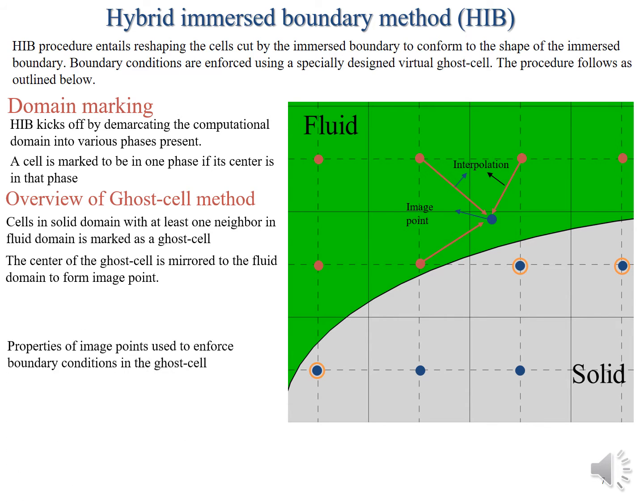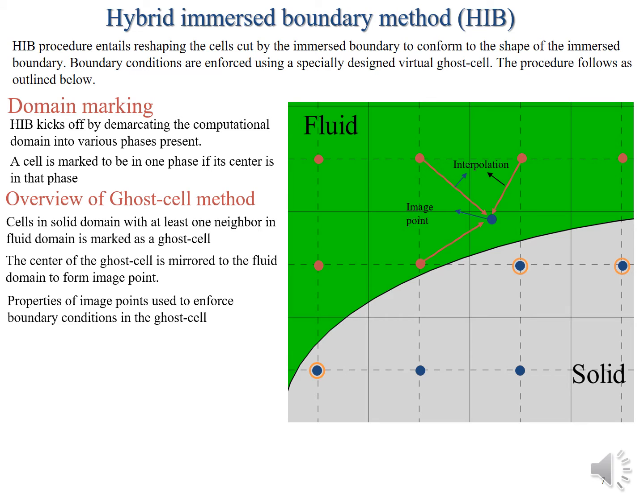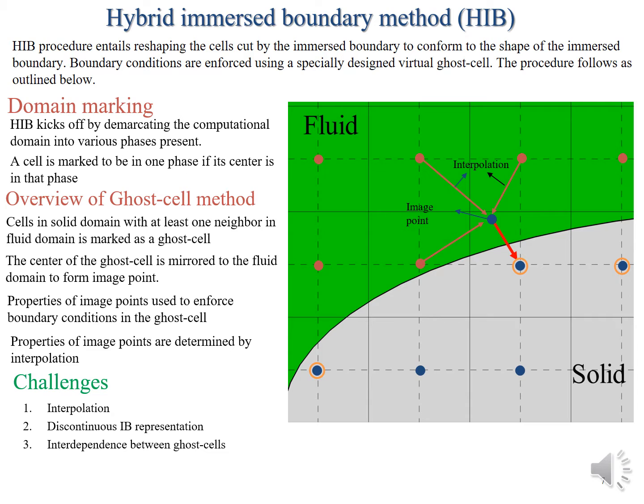And then the properties at the image point are mirrored back to the ghost cell to impose the no-slip boundary condition. So the problem is that it relies on interpolation, whose accuracy depends on the cell aspect ratio. And the other thing is that there are some cells that don't have a ghost cell, and that is a problem because the immersed boundary is not captured consistently from one immersed boundary cell to another. And the other thing is that we have interdependence between ghost cells, which deteriorates the accuracy.